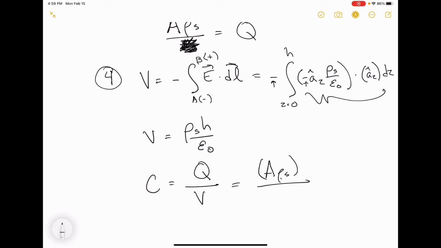Anyway, that gets divided by the voltage, rho s d over epsilon naught. Oh, that wasn't h before, it was d before. But anyway, we end up with epsilon naught A over d, or you can make it h, depending on what you named your plate separation variable at the beginning.